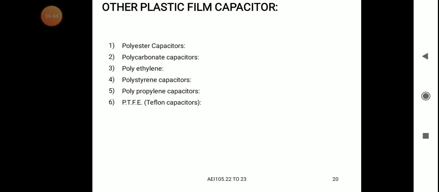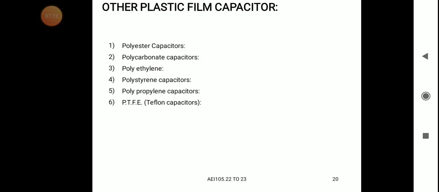So this is about the fixed value capacitors. Some of the capacitors which we have discussed: ceramic capacitors, paper capacitors, plastic capacitors, and ceramic chip type capacitors. These are some of the fixed value capacitors. A capacitor having a fixed value means the value does not change.